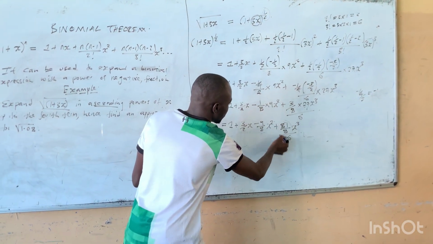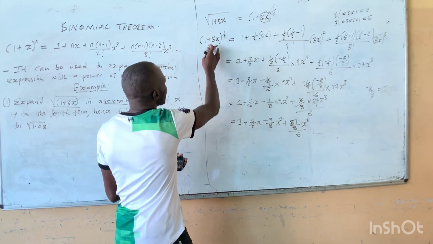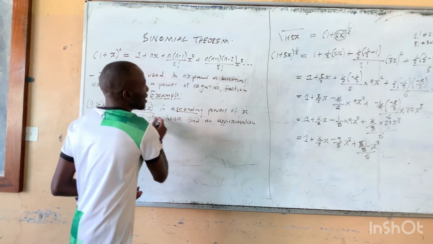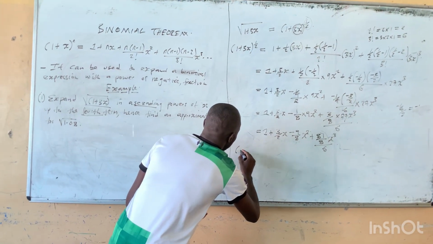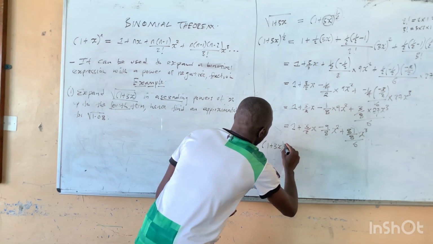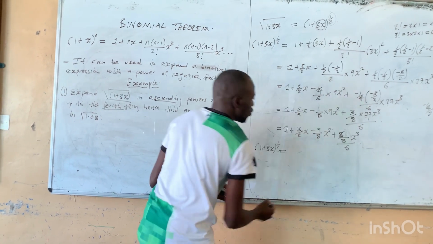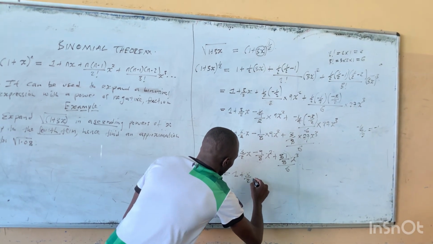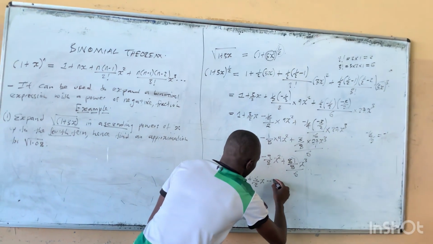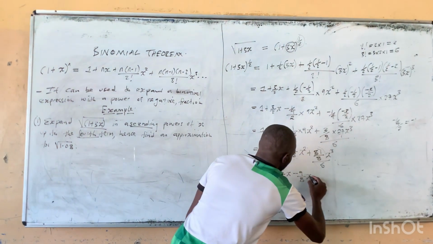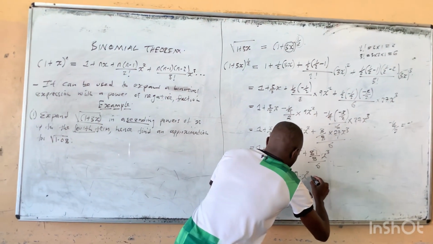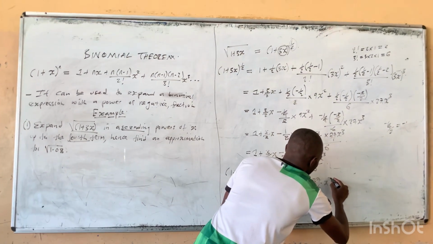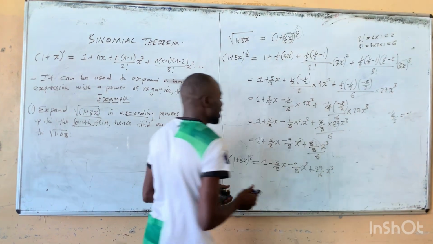So when you punch all this, the final answer, the general expansion for this one up to the 4th term, is: 1 plus 3x raised to the power 1 over 2 is equal to 1 plus 3 over 2x minus 9 over 8x squared plus 27 over 16x to the power 3. Okay, so we end there.